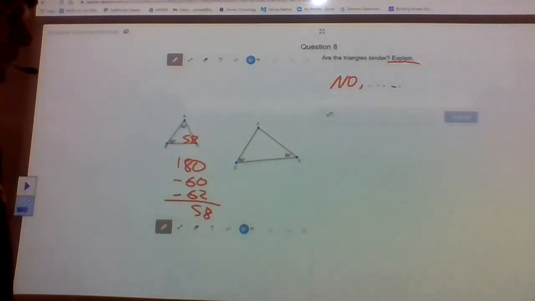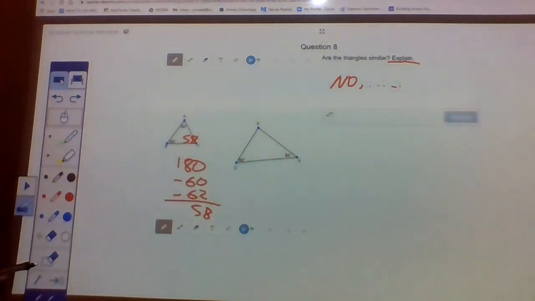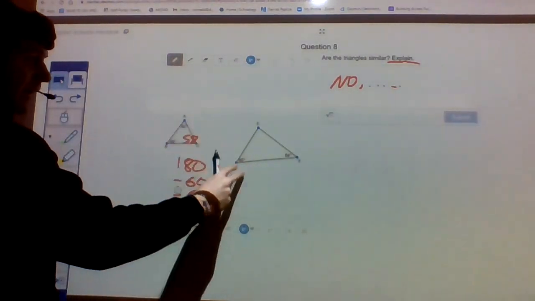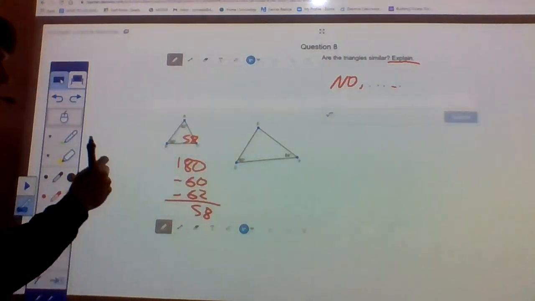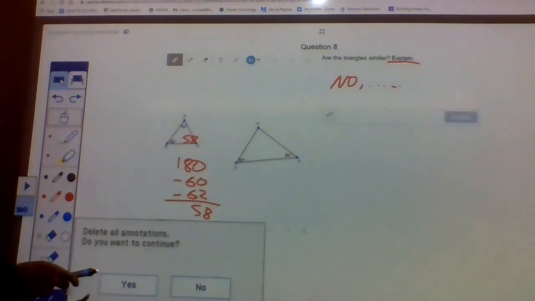Make sure you put an explanation in there. There's only one pair of congruent angles here. Not enough. Right? In fact, we know the other ones are not congruent, so we can prove and show with 100% certainty that the triangles are not similar.